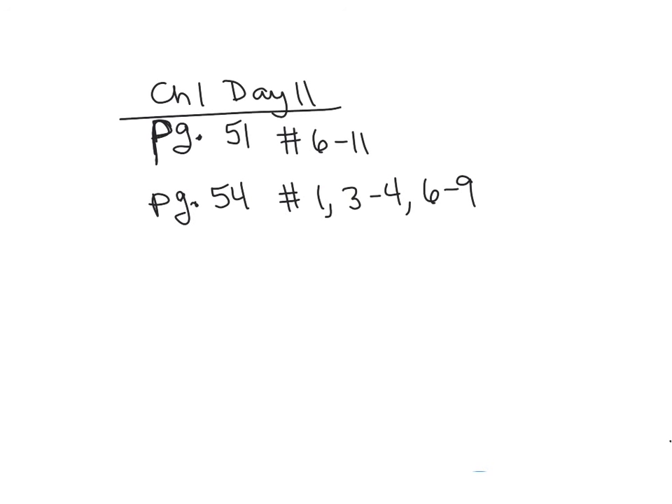Here's a list of the problems that you have for homework, chapter 1, day 11. You are to work on these for the remainder of the period. Page 51 is probability. Page 54 is review of chapter 1. Next, problem number 3.